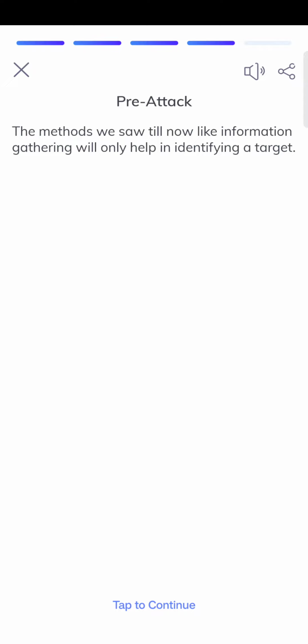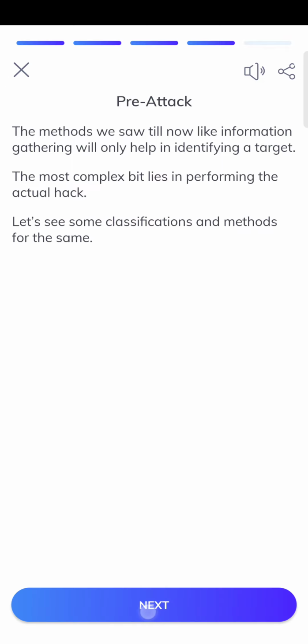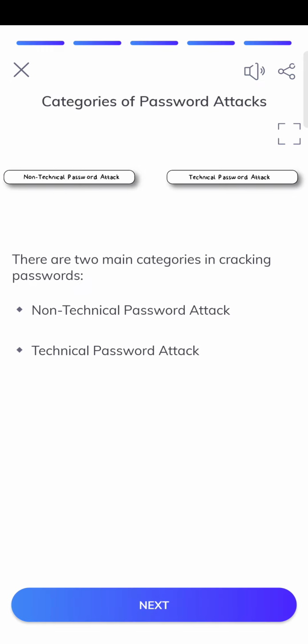The methods we saw till now, like information gathering, will only help prepare. The most complex bit lies in performing the actual hack. Let's see some classifications and methods for the same. Non-technical password attack. Technical password attack.